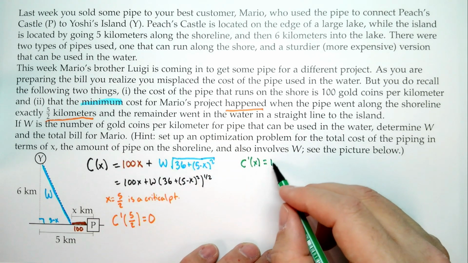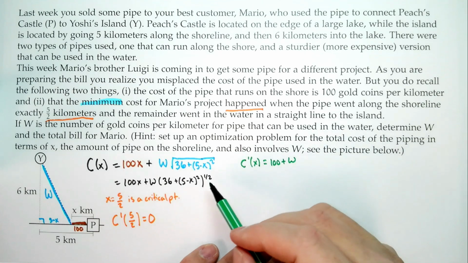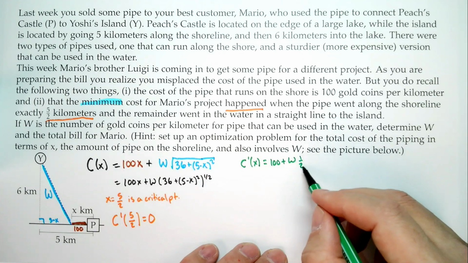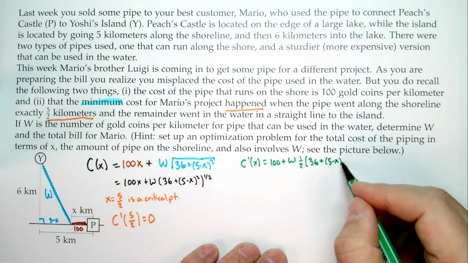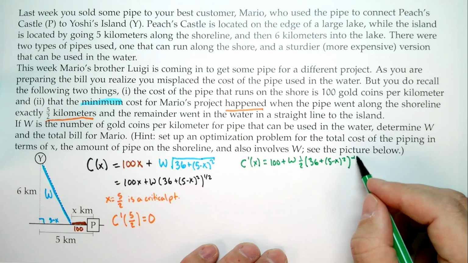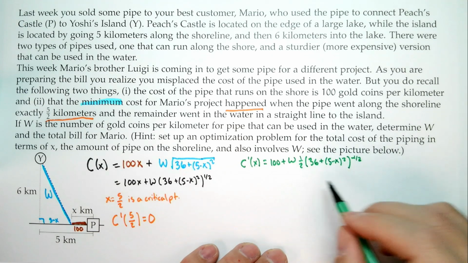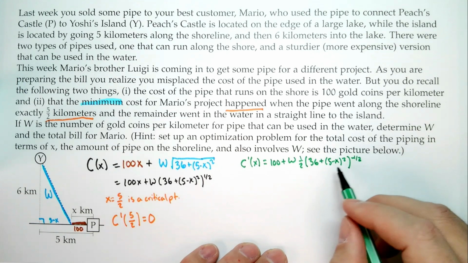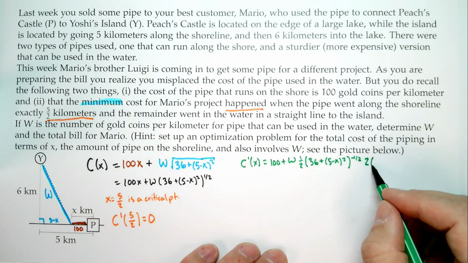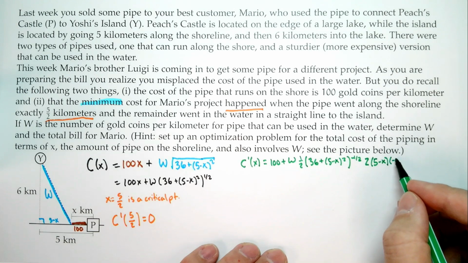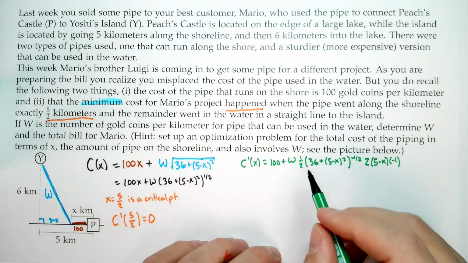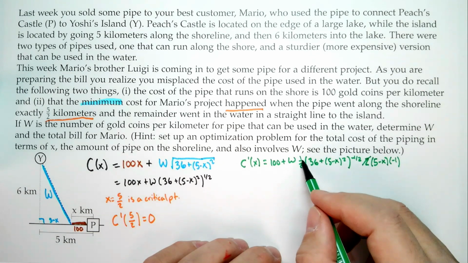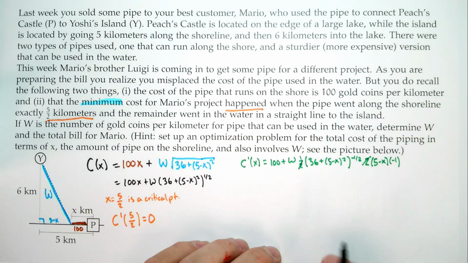Well, it's 100 plus W, bring down the half, 1/2, times 36 plus 5 minus X squared to the minus 1/2 times the derivative of the inside. Well, the derivative of 36 is 0. The derivative of 5 minus X squared is 2 times 5 minus X times -1. And there's the derivative. Now we can do some things really quick. We can say the 2 and the half cancel. That's nice. That might help us.